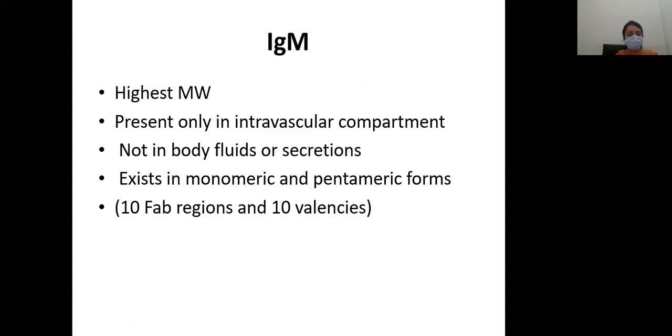And the next is immunoglobulin M. It has a high molecular weight, number 1, and second, they are present only in the intravascular compartment, and they are not in body fluids or secretions, and they exist in monomeric and pentameric forms, and 10 FAB regions, so it has 10 valencies.